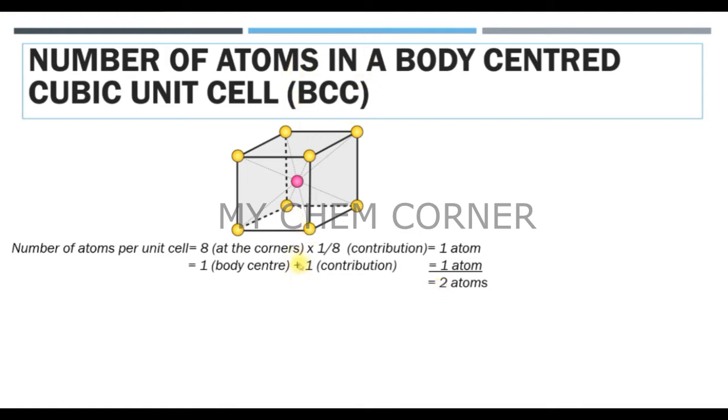This is not an addition sign. This is a multiplication sign here. Please just correct it when you are looking into the video. It's a mistake. This is a multiplication sign. So for a BCC, there are 2 atoms that belong to itself.